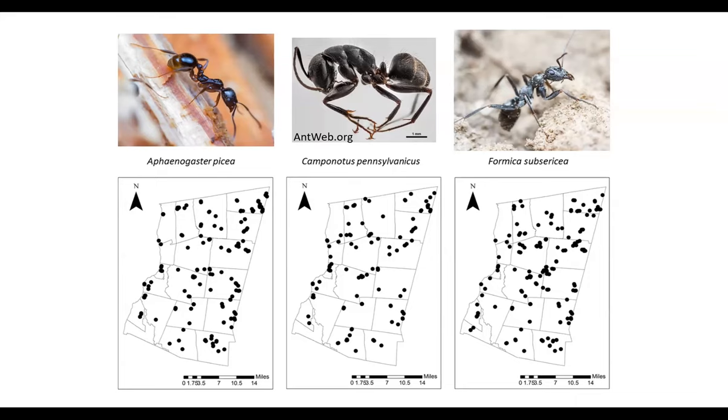So whether that's in your home, in the rotting tree outside, or in a rotting log in the forest, it's perfectly fine. And then Formica subsericea, also a bit of a generalist. So we find it in open fields, edges, and forests.